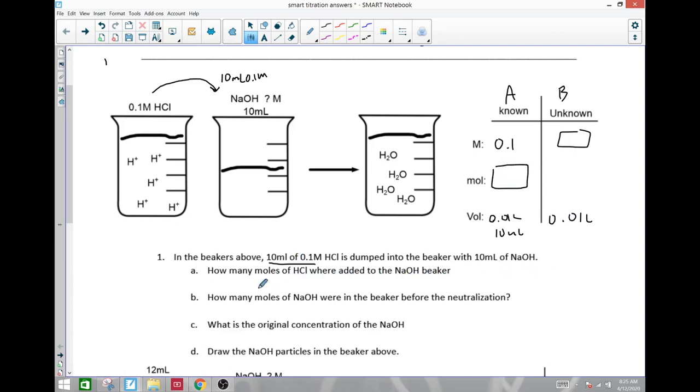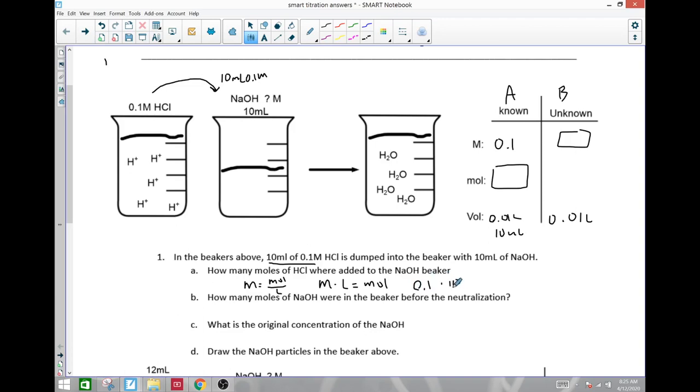Well, molarity, let's do it right here. Molarity equals moles per liter. So I multiply both sides by liters, I get molarity times liters equals moles. Now, for the rest of this part of this video, I'm just going to use this formula to calculate moles. I'm not going to talk about that again. Okay. So molarity is 0.1 times the volume of 10 milliliters.